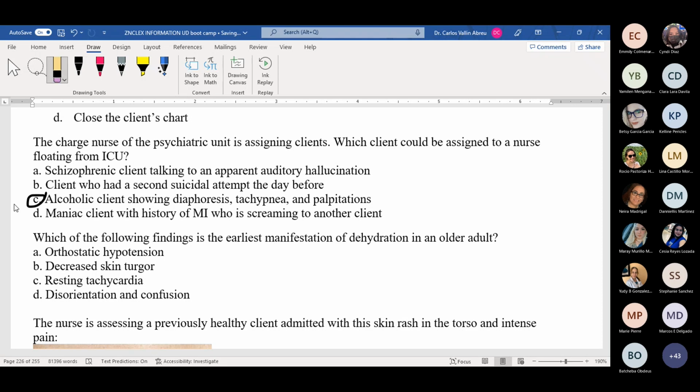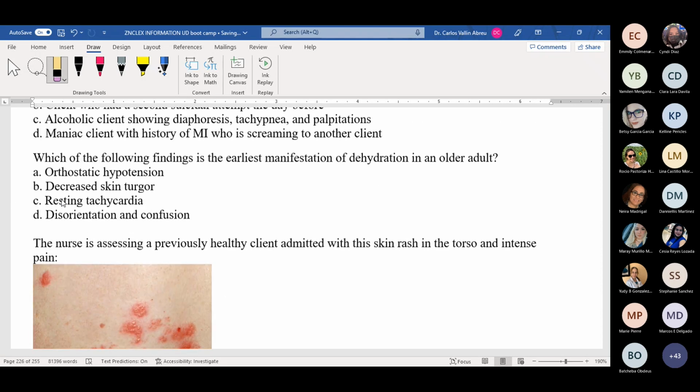Okay, so you are good. You immediately identify this is the right client for this nurse. Which of the following findings is the earliest manifestation of dehydration in an older adult? Talking about early: orthostatic hypotension, decreased skin turgor, resting tachycardia, disorientation and confusion. What do you think? Disorientation and confusion.